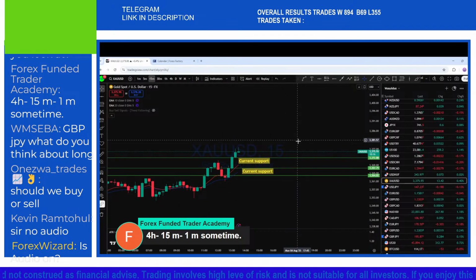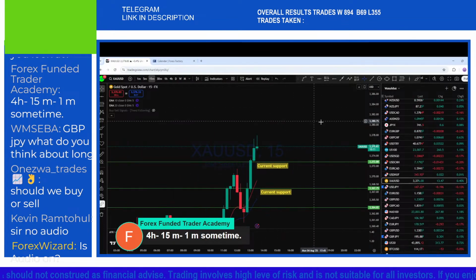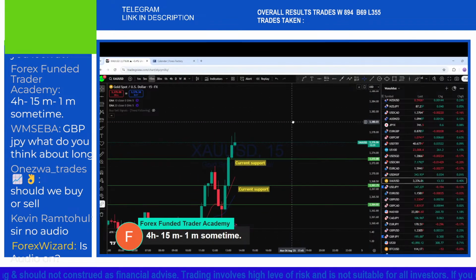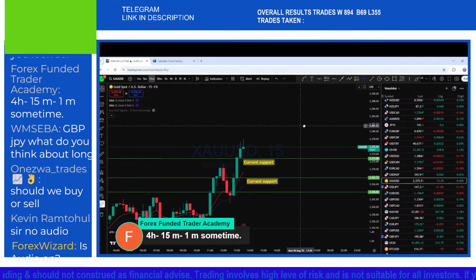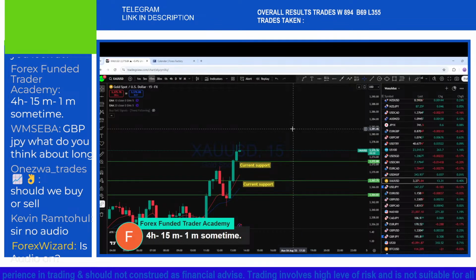Otherwise, being patient is the key. Someday we may not have a session trade, but that's okay. We still focus on the chart to find the best setup. As I mentioned earlier, patience is key in trading. If there's no trade, we will be looking for the best setup when it appears.